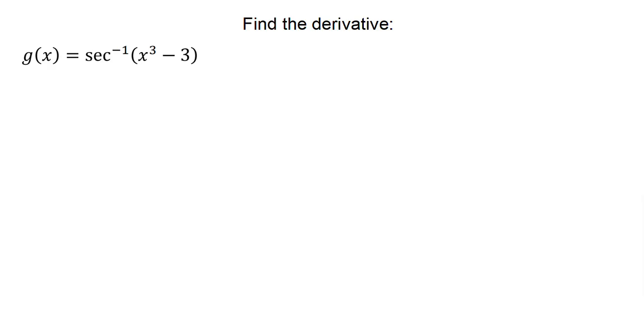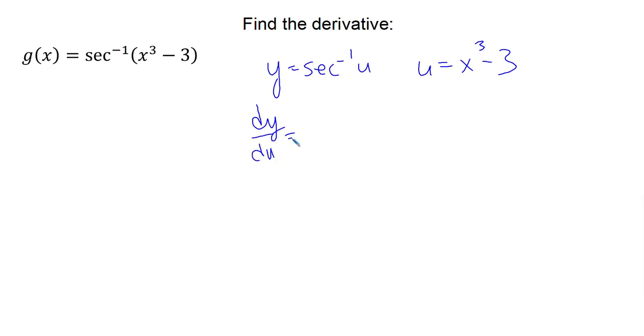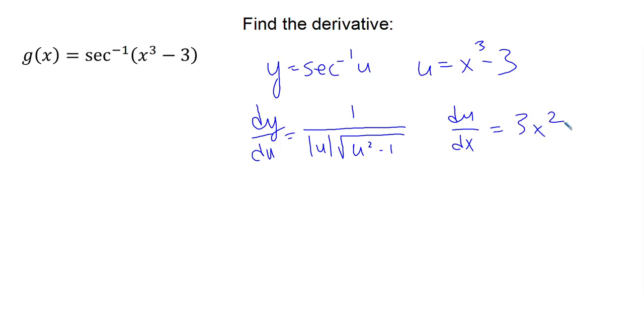For number 3, here we've got the inverse secant of u. This is y equals the inverse secant of u, where u is equal to x cubed minus 3. So we'll find dy/du first. We should know that the derivative of the inverse secant is 1 over the absolute value of u times the square root of u squared minus 1. And our du/dx is 3x squared, right? These are just the derivative of inverse function rules that we should have memorized.